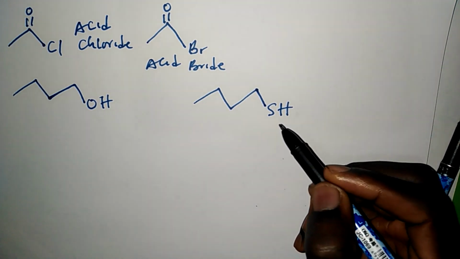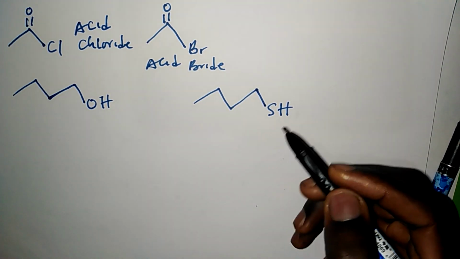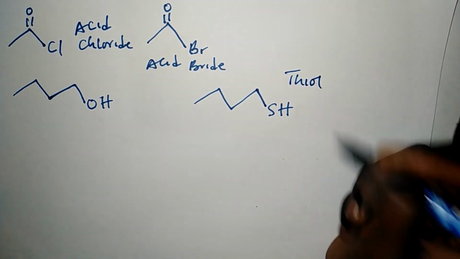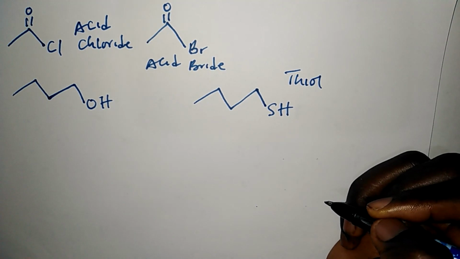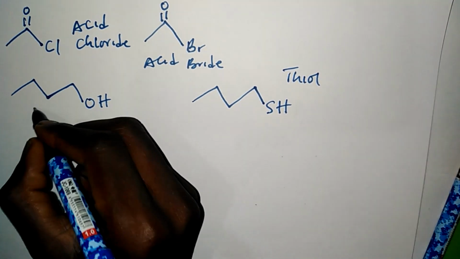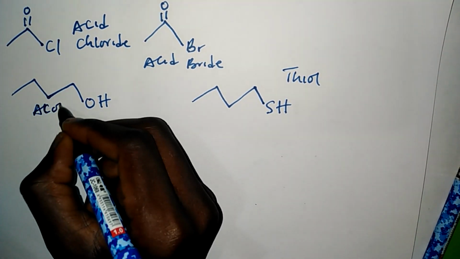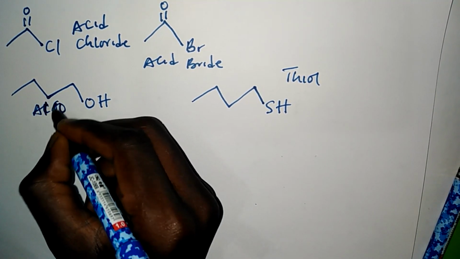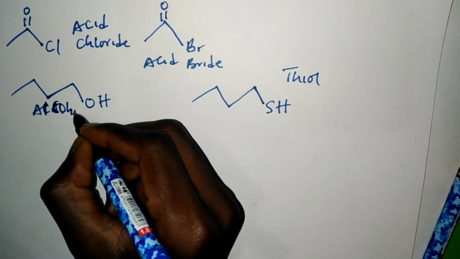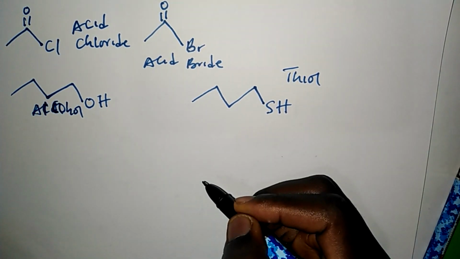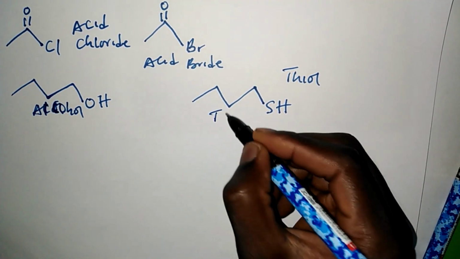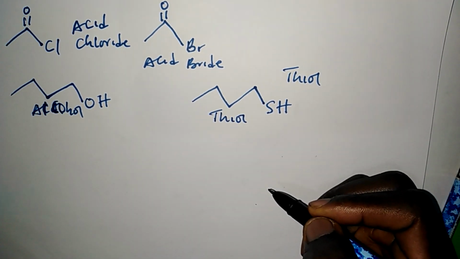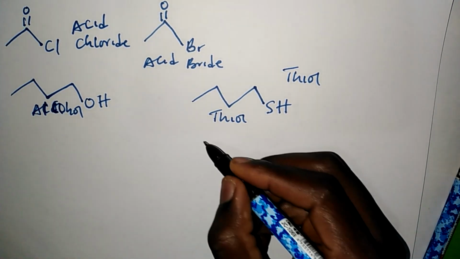Now, whenever you see SH at the end of a chain, or you see sulfur in the chain, you add the word thiol. Thiol, right? Now this is an alcohol, and this one is known as a thiol, right?